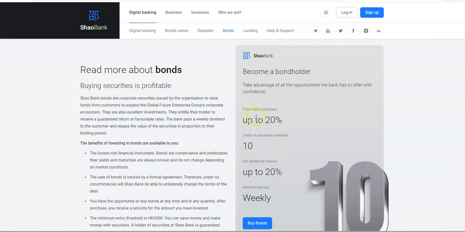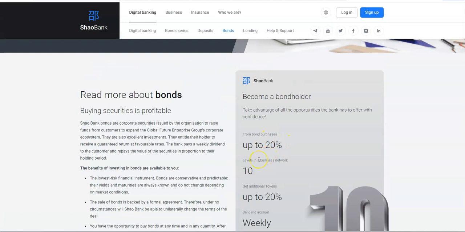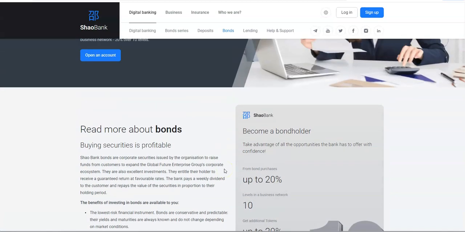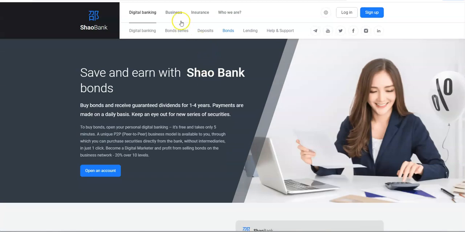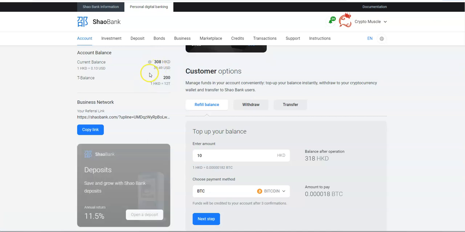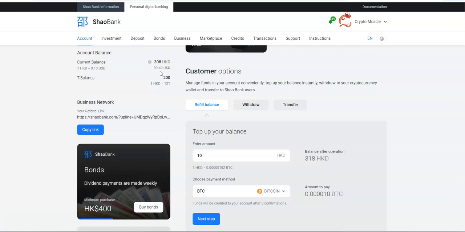And of course, if you become a bondholder, you could earn up to 20% on 10 levels from bond purchases. You get tokens up to 20%, and you earn weekly, right? Weekly, that's what the passive income component is here. So I earn 308 Hong Kong dollars every week, and I cash that out every week, which is, what, $39.49. And that's what I've been doing.